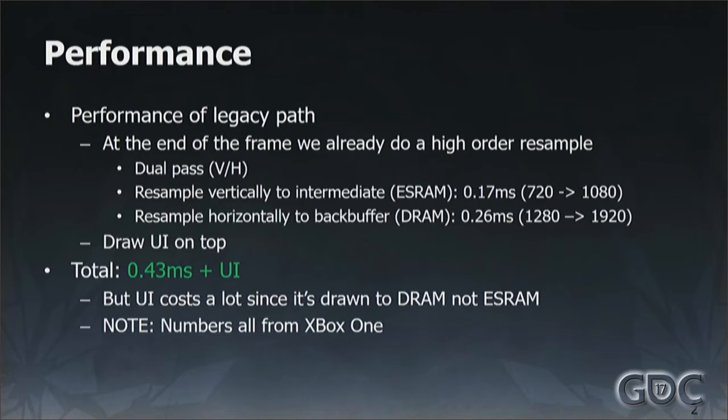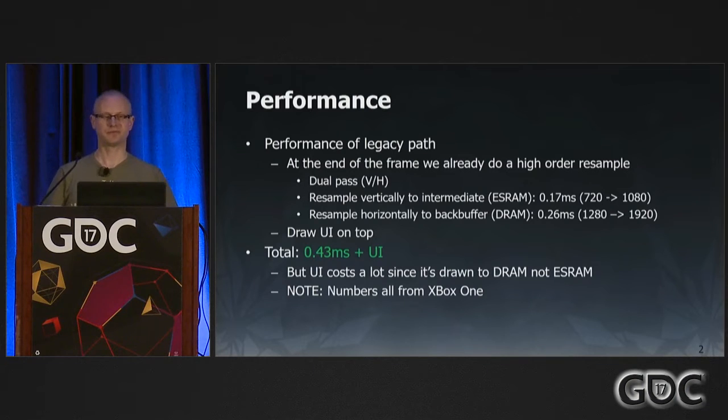Now, I folded two parts here together because, well, for reasons that will become evident a bit later. At the end of the frame, where our scan-out shader would be, the final pass of the frame, we already did a high-order resample because we do run dynamic resolution, we do run slightly sub-resolution at times, or above resolution in some cases. And this is a fairly quick-ish dual-pass resample, high-order resample, where we do a vertical resample, then a horizontal resample.